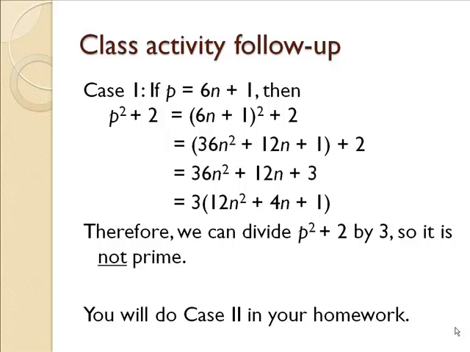As we use some algebra and expand this binomial and simplify, we get to the statement where we have 36n squared plus 12n plus 3. We can factor a 3 out of that, which says that we can take p squared plus 2 as 3 times some number. So that means we can divide p squared plus 2 by 3, and therefore it's not prime, it's going to be a multiple of 3 and therefore composite. And I'll let you use case 2 and prove that for your homework.